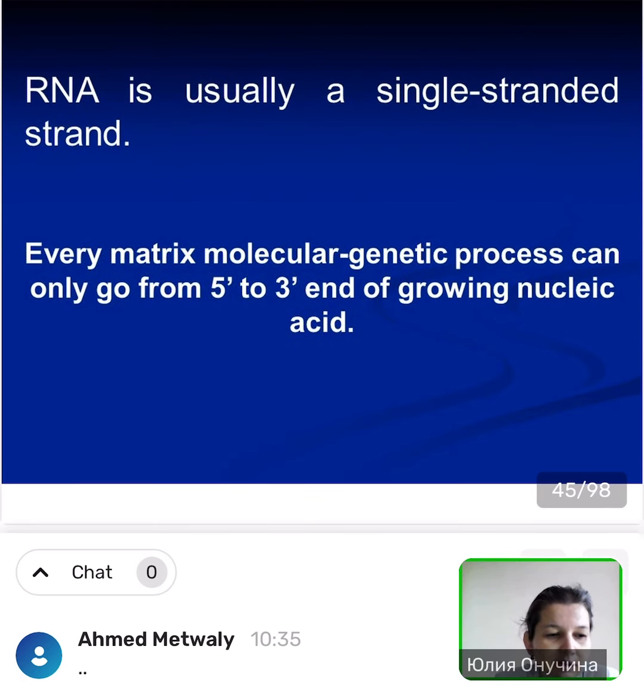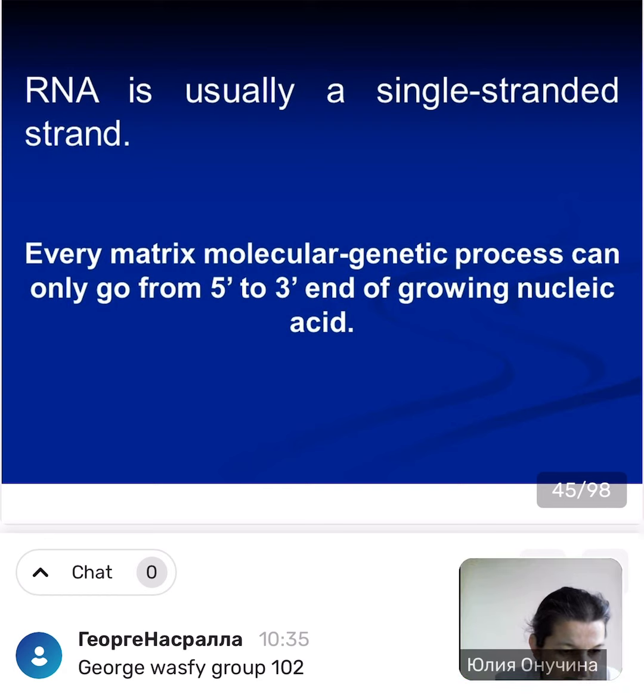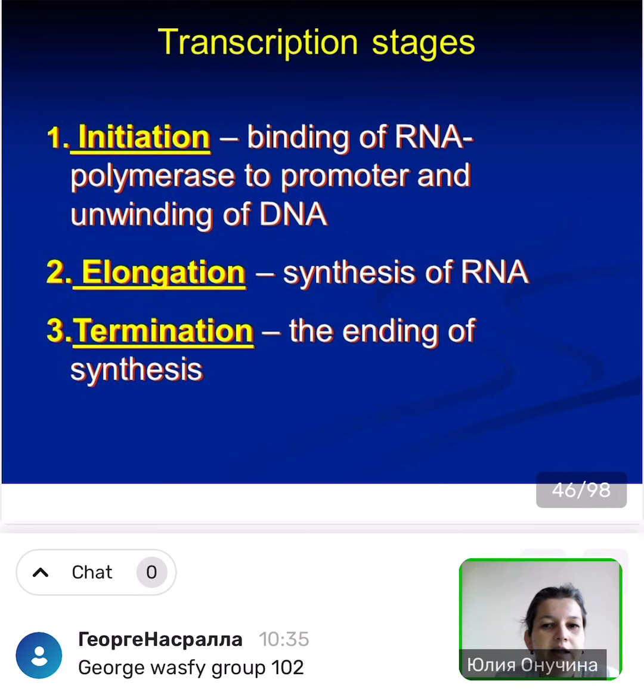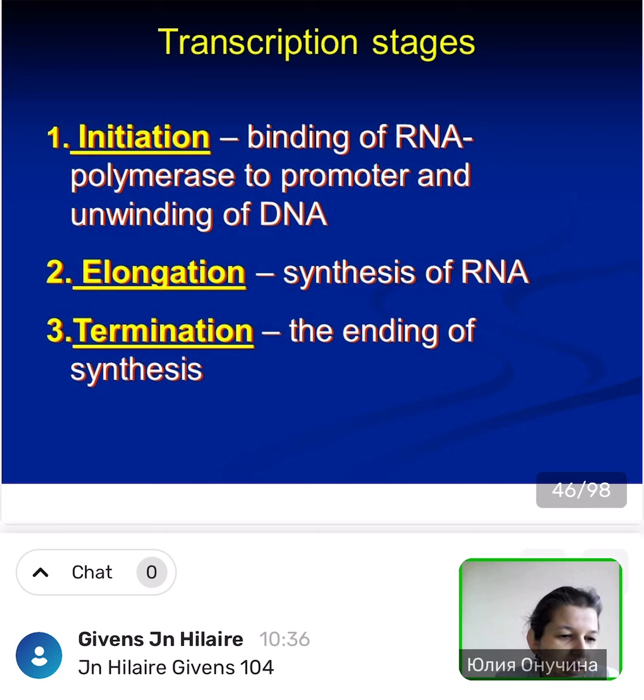RNA is usually a single strand, and every matrix molecular genetic process can only go from 5' to 3' end. For revising, the stages of transcription. They are three: initiation, elongation, and termination.